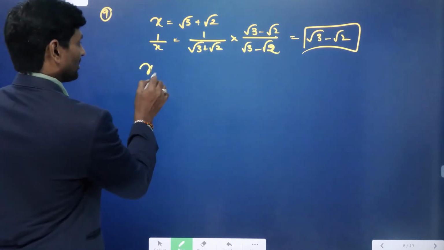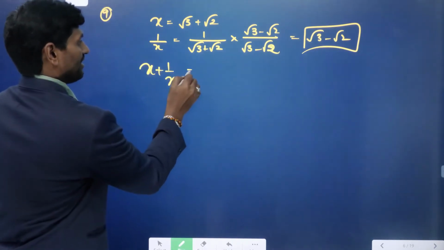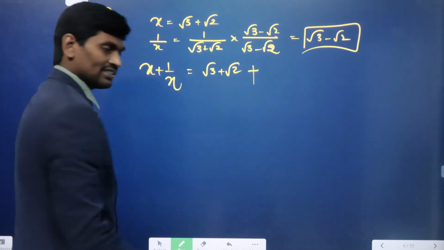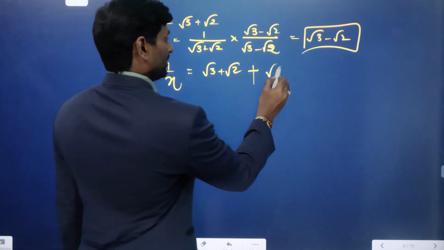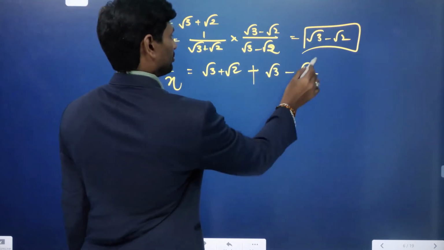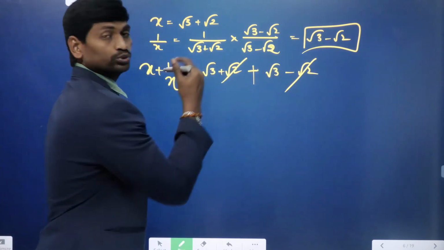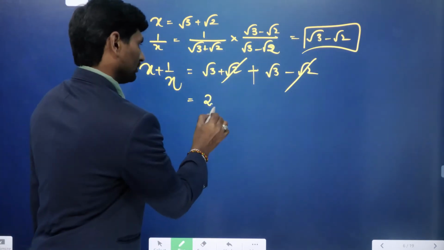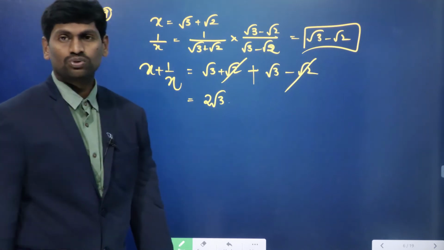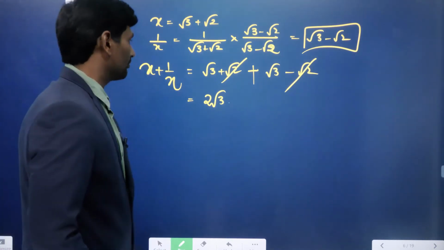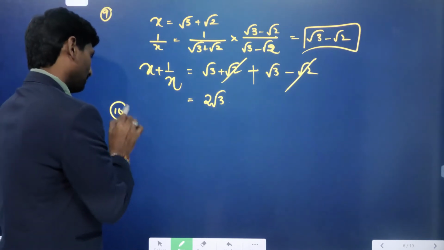x plus 1 by x. The x value is root 3 plus root 2, plus 1 by x value is root 3 minus root 2. Root 2 minus root 2 cancel. Root 3 plus root 3 is 2 root 3. Okay? Done. Question number 10.